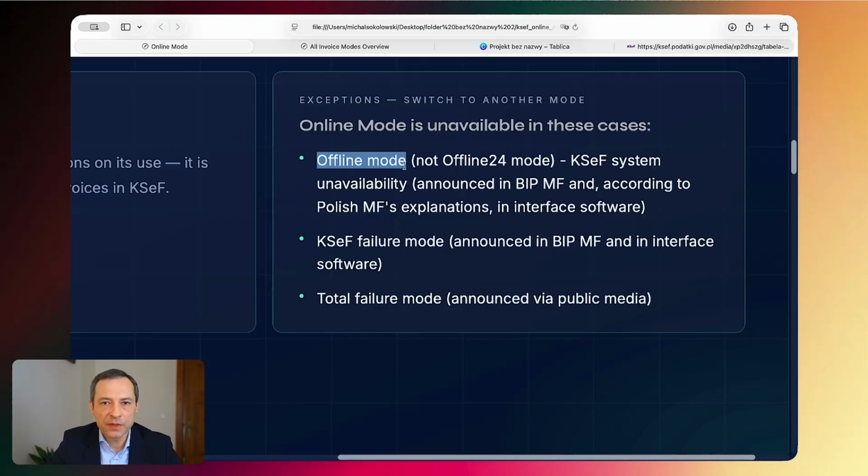And it is also important to notice that apart from the offline mode, which is the mode applicable for issuance of invoices when the service and maintenance tasks are performed by the Polish Ministry of Finance in the Polish National Electronic Invoicing System, we also have the offline 24 mode, which is something different than the offline mode. The offline 24 mode is a mode which is available while the Polish National Electronic Invoicing System is available, and the online mode is also available.